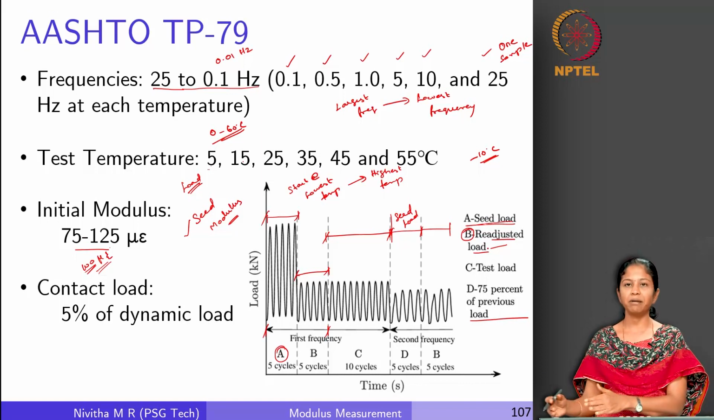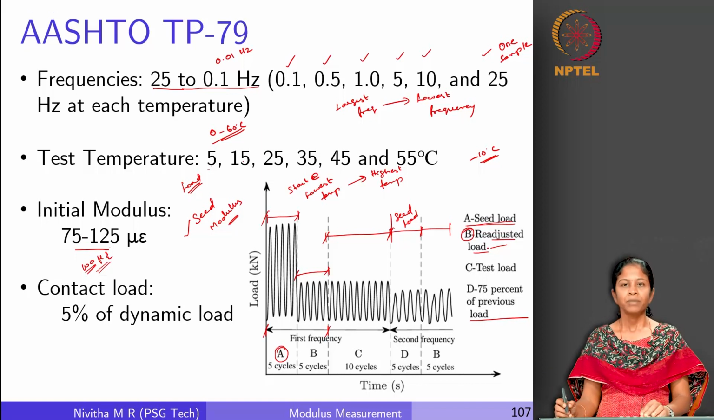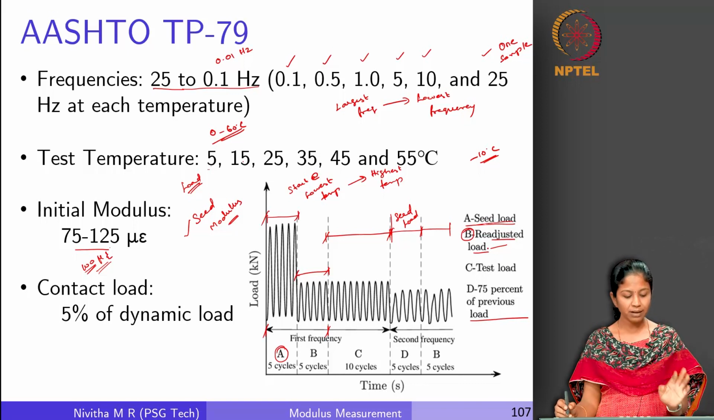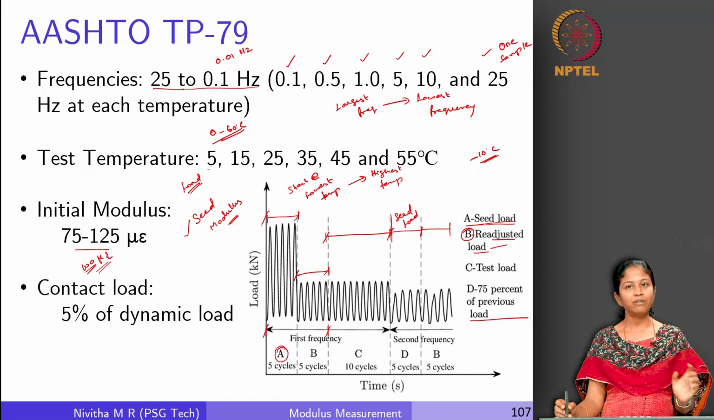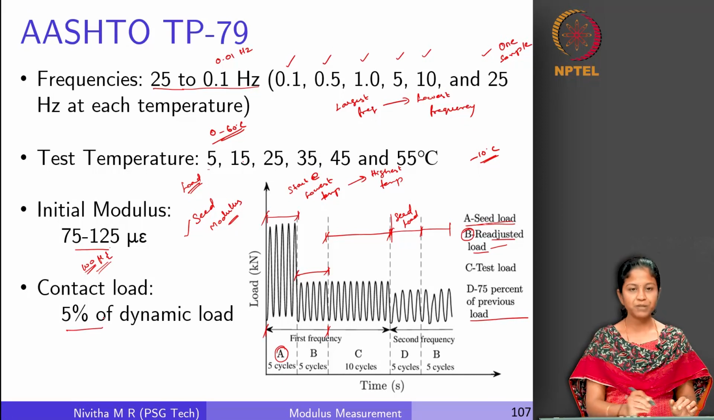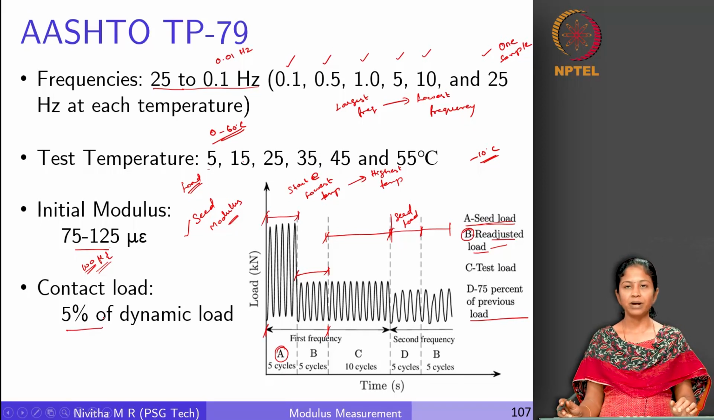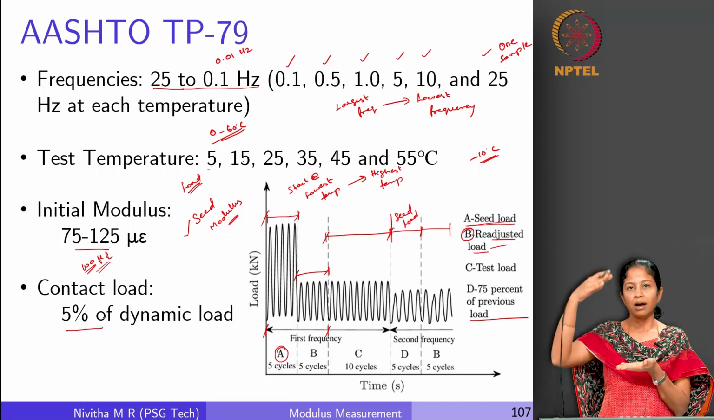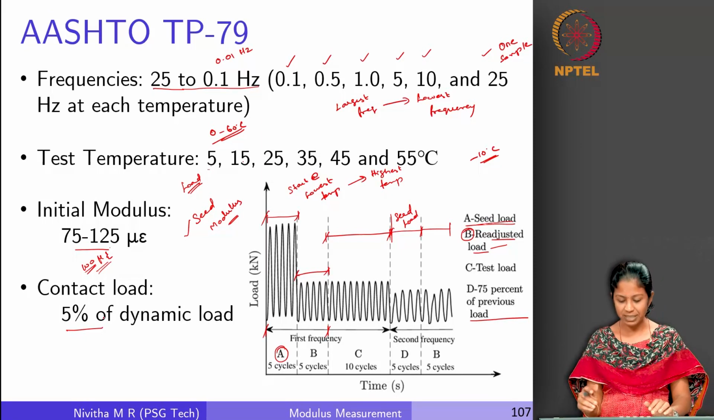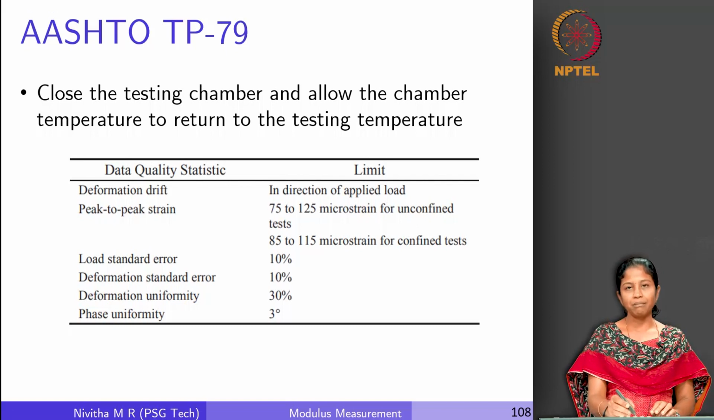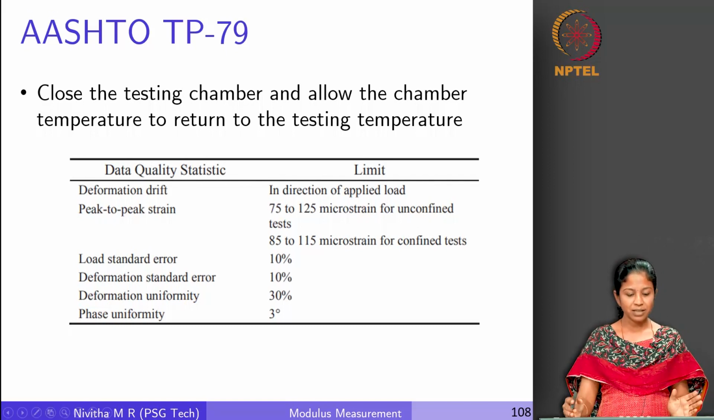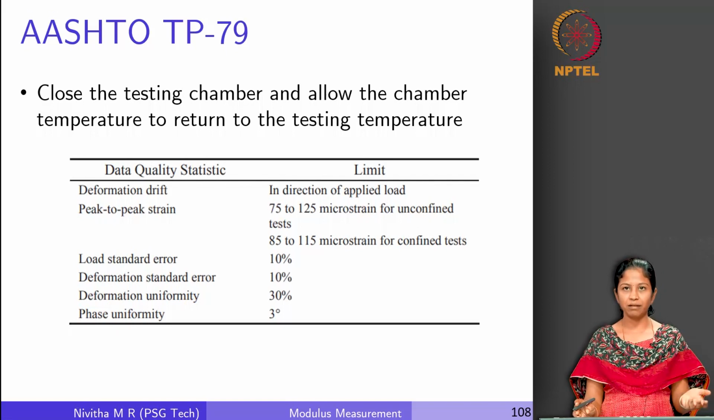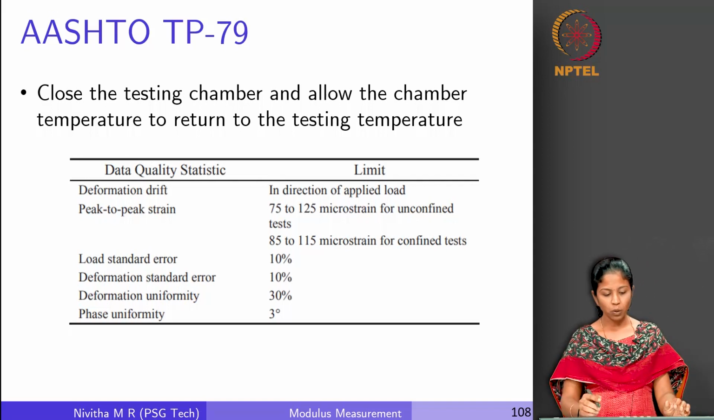So this procedure will be repeated for every frequency, and it is during the seed load and the readjusted load that it is ensured that the modulus is within this range. We also apply a contact load, which is 5% of dynamic load, just to ensure proper contact between the loading platen and the top surface of the sample. Now you close the test chamber, you allow the test to continue, and once the testing is over, we can remove all the load effects.